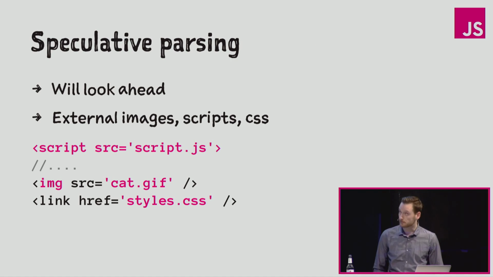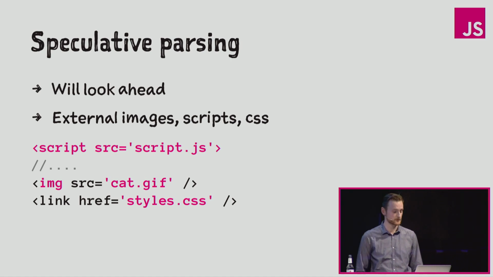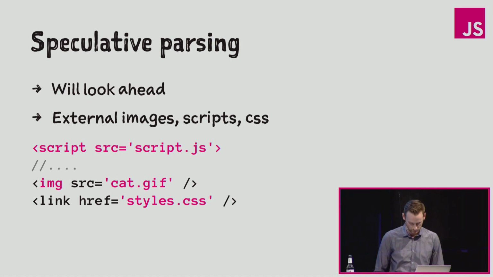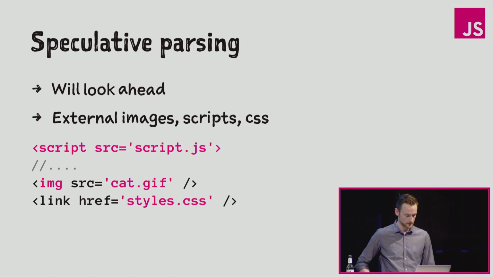So there's speculative parsing. The browser won't actually twiddle its thumbs while it's pausing for the script to execute, so while it's downloading and executing it. It'll actually create another thread, so another process within the browser, and it'll look ahead. So if you've got images or style sheets, it'll go ahead and fetch all those before it continues on parsing the page. So it's kind of smart about that.